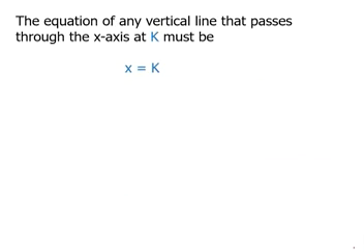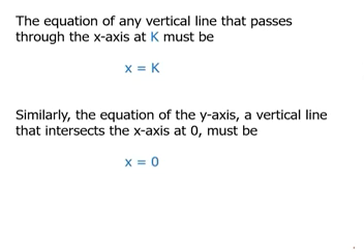The equation of any vertical line that passes through the x-axis at k must be x equals k. So x equals k is the general form of a vertical line. And if we think about the y-axis, that's a vertical line that intersects at x equals 0, so that must have the equation x equals 0. To write the equation of the y-axis, we have to use an x. Again, very interesting.